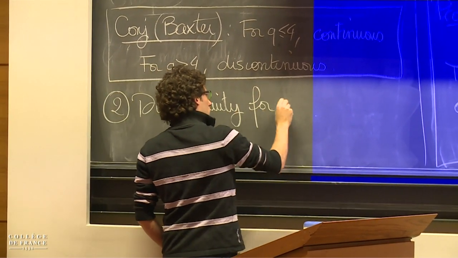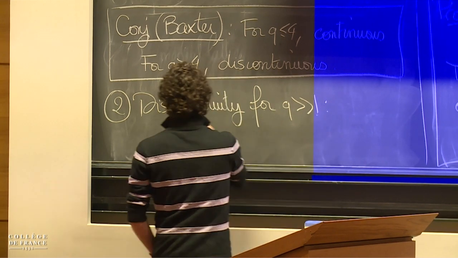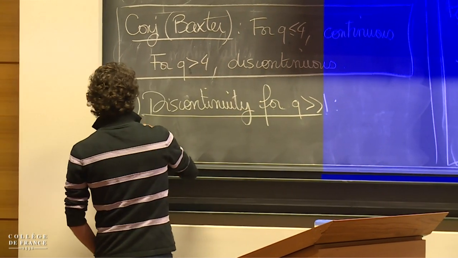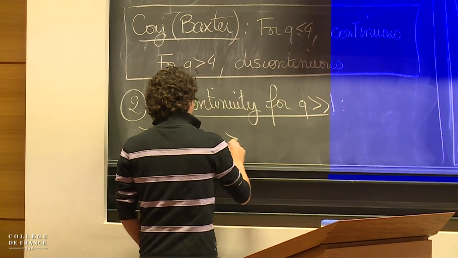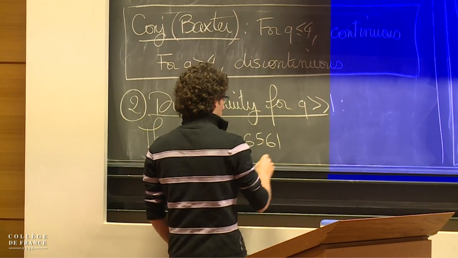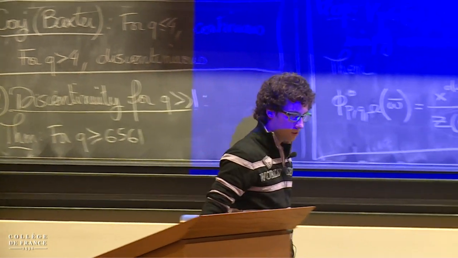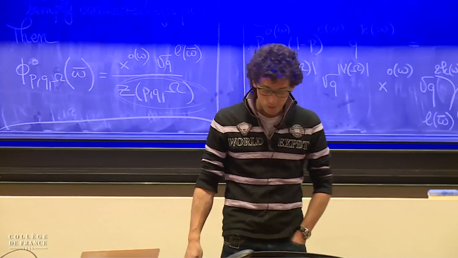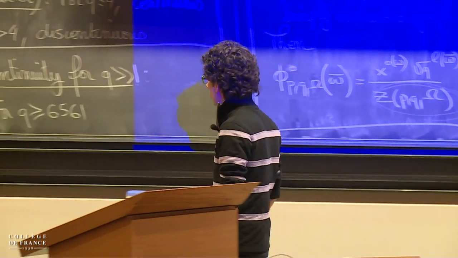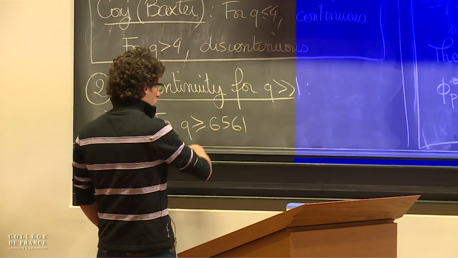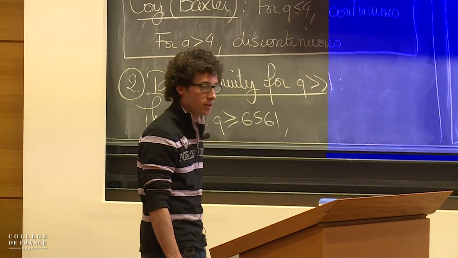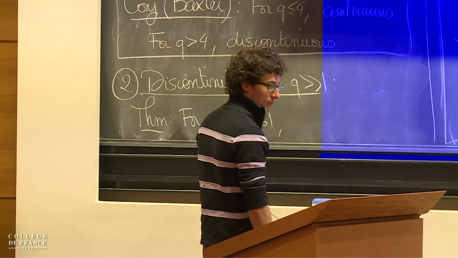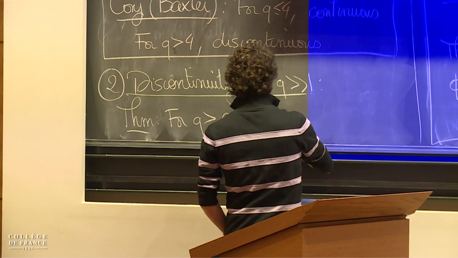For q very big. And the theorem is going to be the following. For q larger or equal to 6,561. So in fact, the best thing you can get is 25. So I'm really, really far from optimal. But first, the proof itself can give you much more than that. But anyway, 25, 6,000, same thing. The phase transition is discontinuous.